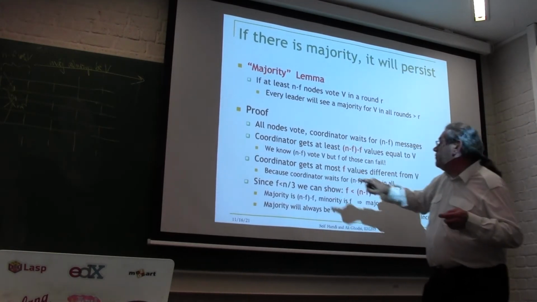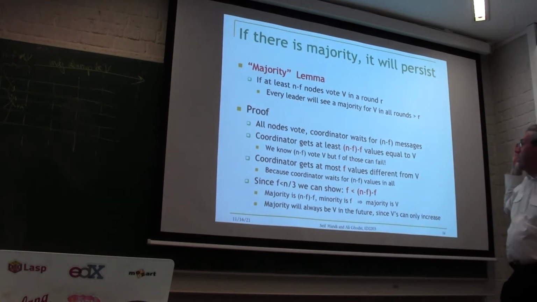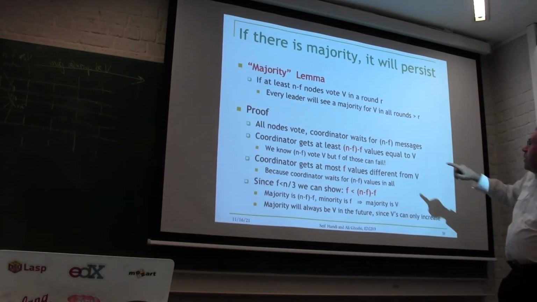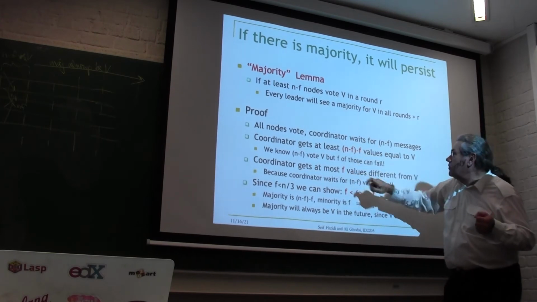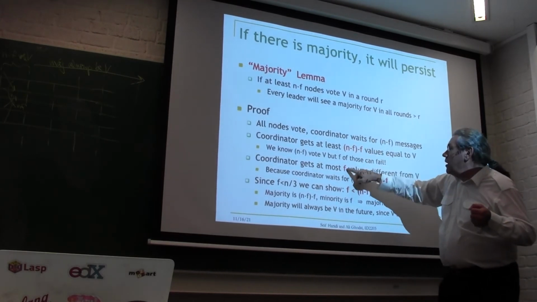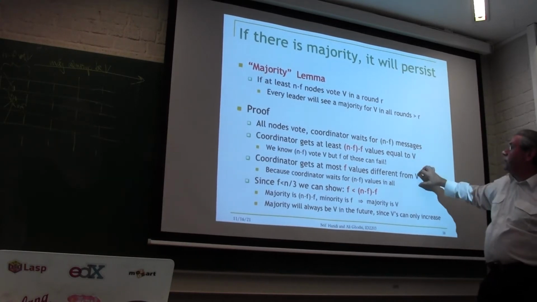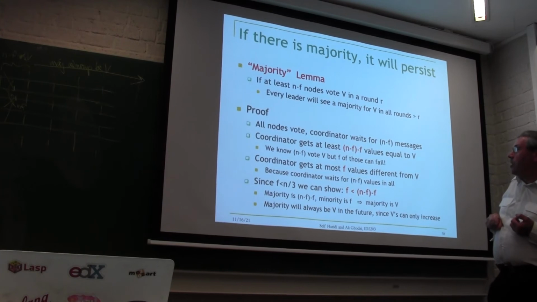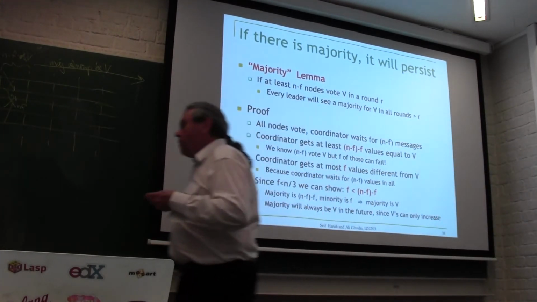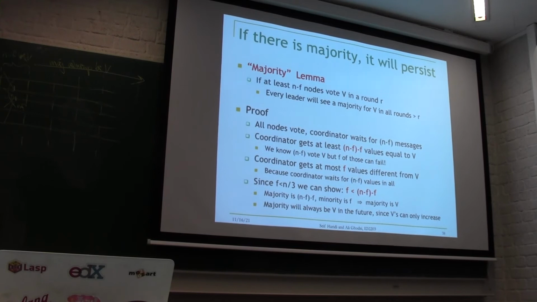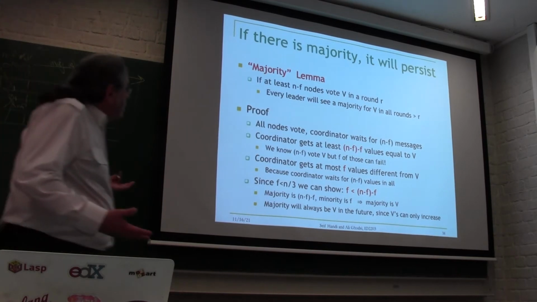N minus f will vote v, but f failed. Okay? And since the coordinator is waiting for n minus f, it will also get f values that are different from v, because the sum of those two has to be n minus f. So there's n minus f, which are equal to v, and there's f, which are different from v. Okay? That's very clear.